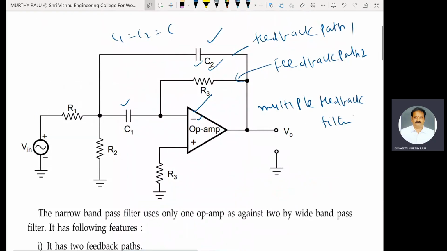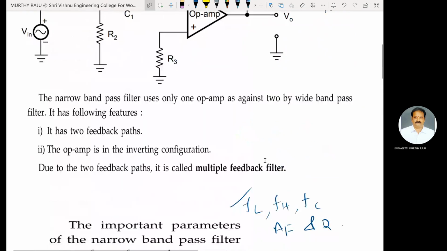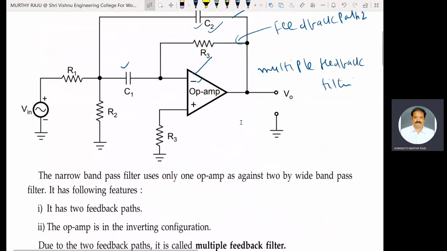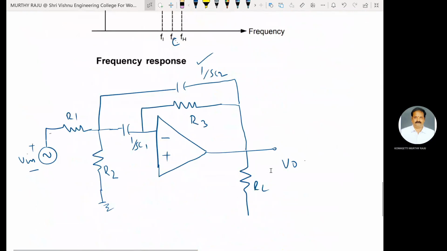The capacitor reactances are 1 by SC2 and 1 by SC1, with R1 and R2. This one is R3, R3 here. Here is some compensating resistance.